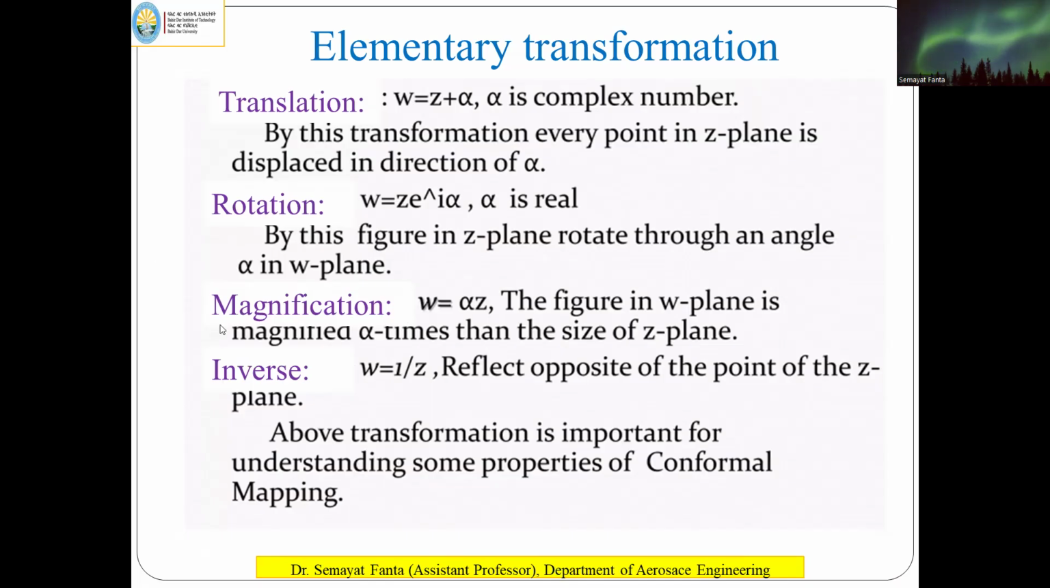Okay. The third one is magnification or scaling, we can say. It can be scaling up or down, that means magnifying or diminishing. So W is equal to alpha Z. So we are scaling the given plane by alpha amount. So the W plane is of magnitude alpha times the size of the Z plane, so there is a size difference. Inverse is also another elementary transformation, which is 1 over Z.